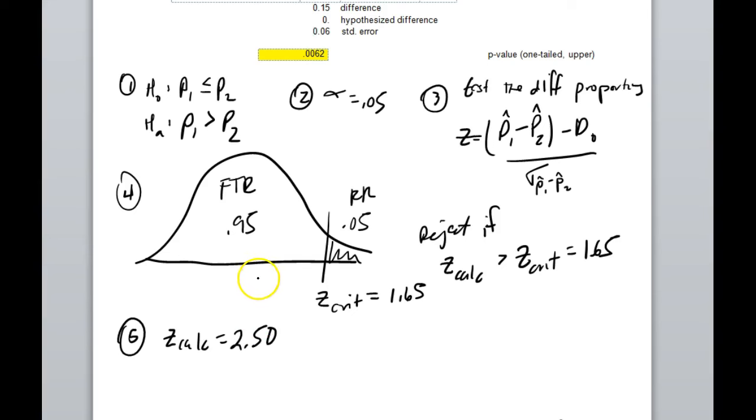So then we determine, okay, what's our conclusion? So that's actually a 5. So this is 6. Do we reject? Do we not reject? Well, we go back to our rule that we established in 4. We reject if Z calc is greater than Z crit, which is 1.65. 2.5 is greater than 1.65. So we reject.